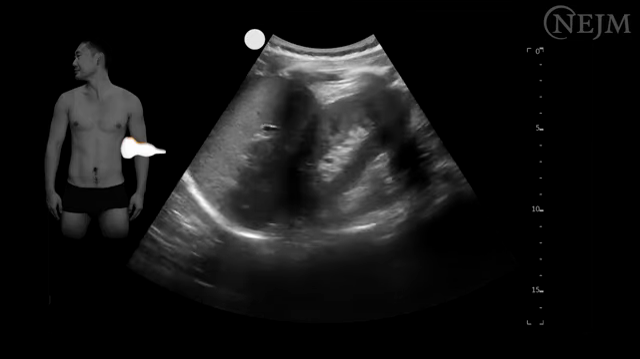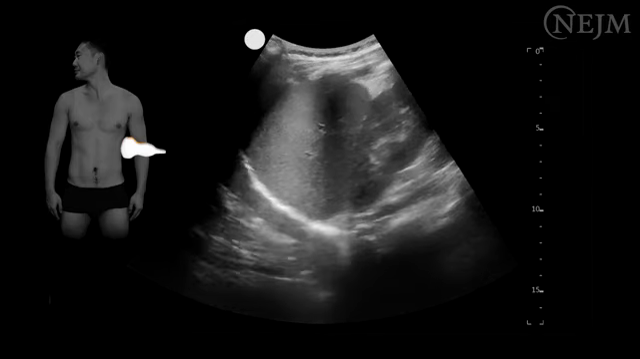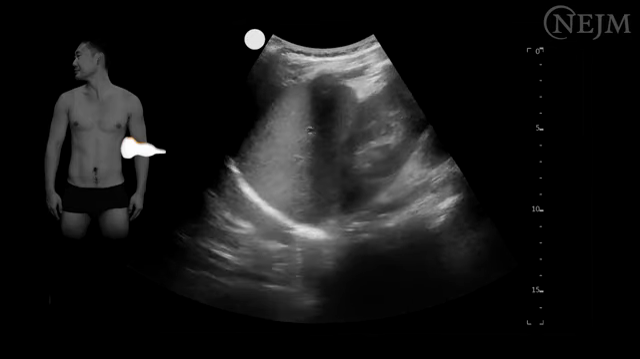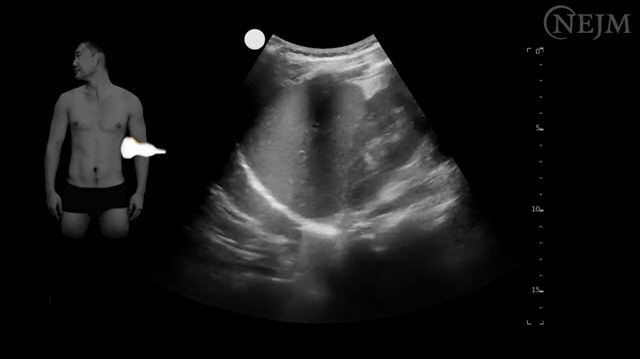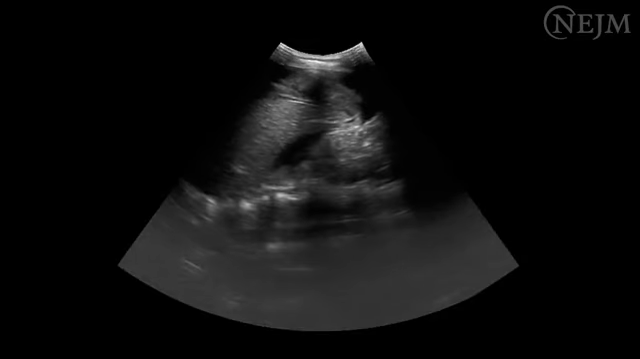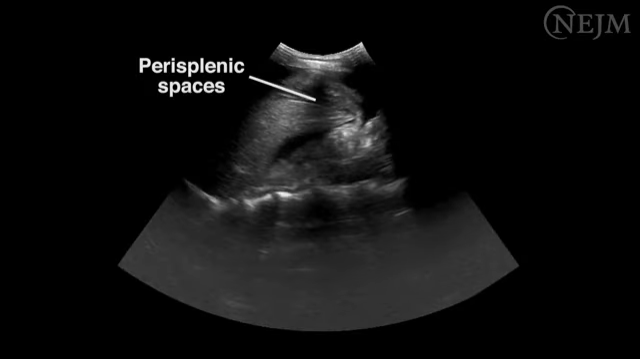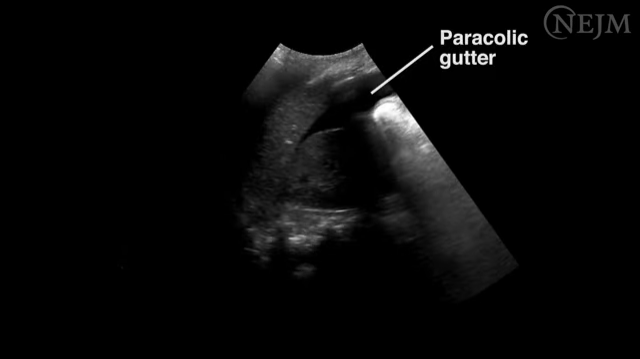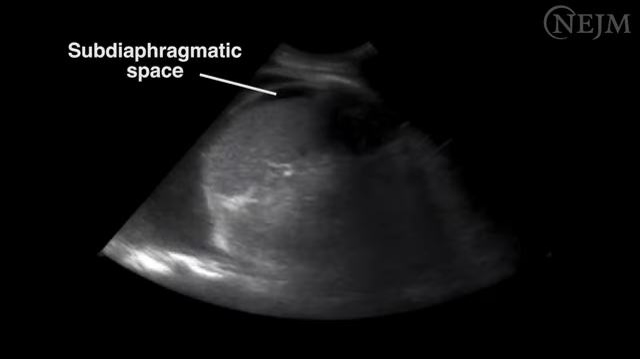Assess for the spine sign. The left upper quadrant view allows for the detection of pathologic fluid in areas where fluid is likely to accumulate in a supine patient, including the perisplenic spaces, the left paracolic gutter, and the subdiaphragmatic space.